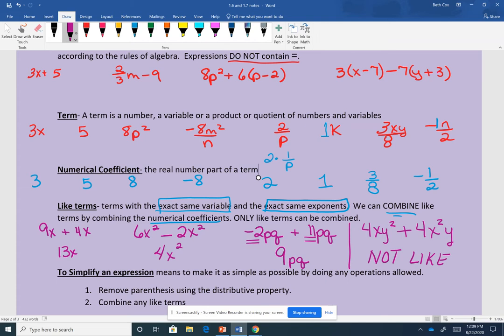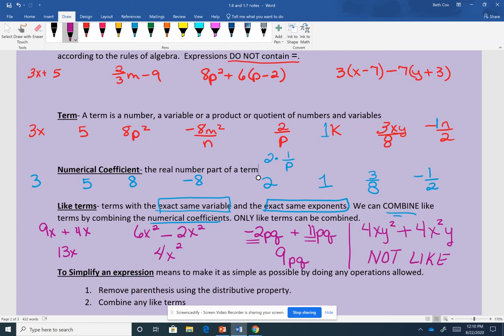The little exponent is on the y for the first term. It's on the x for the second term. So they're not exactly the same. So they are not like terms, so you can't combine them. And this is a big deal. Most of you know this, but be careful. Look out for these.